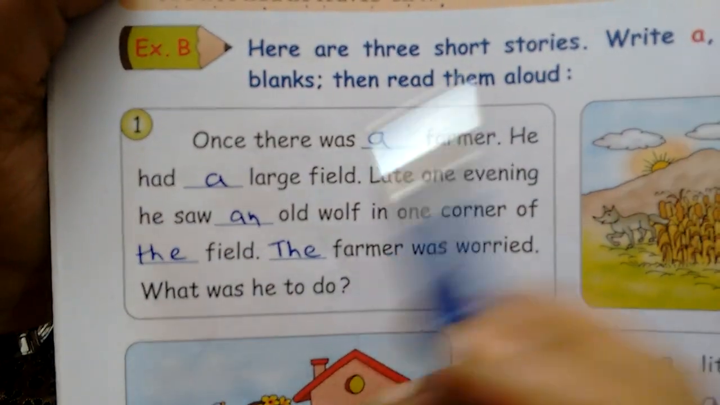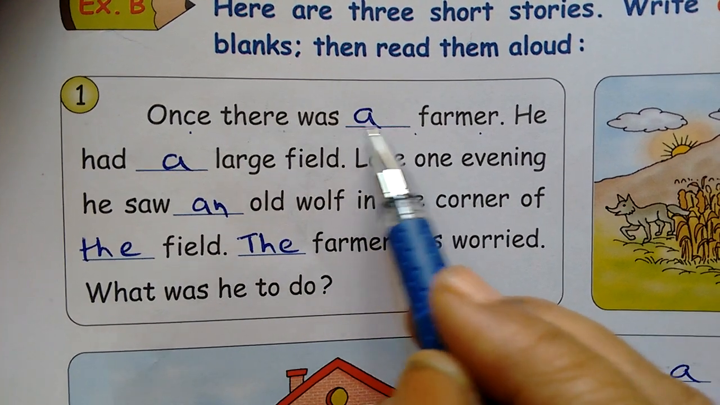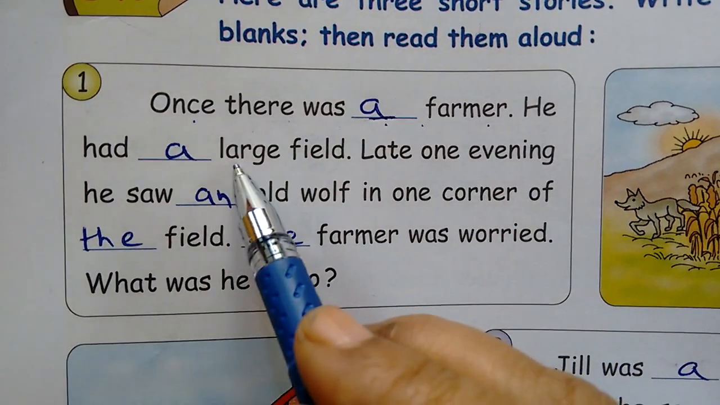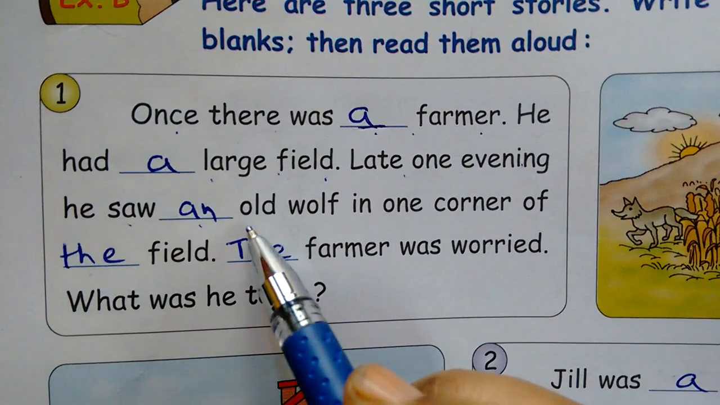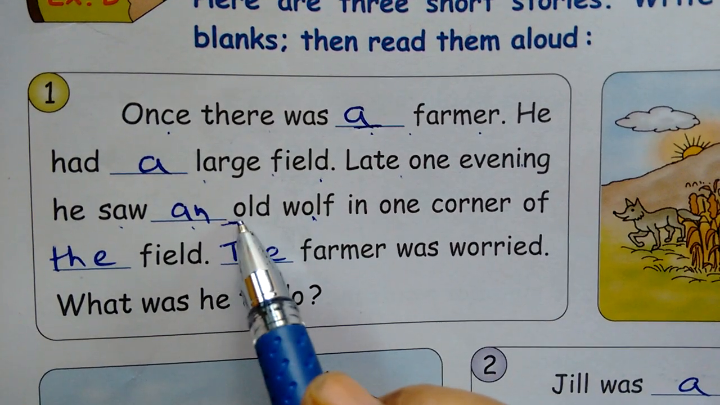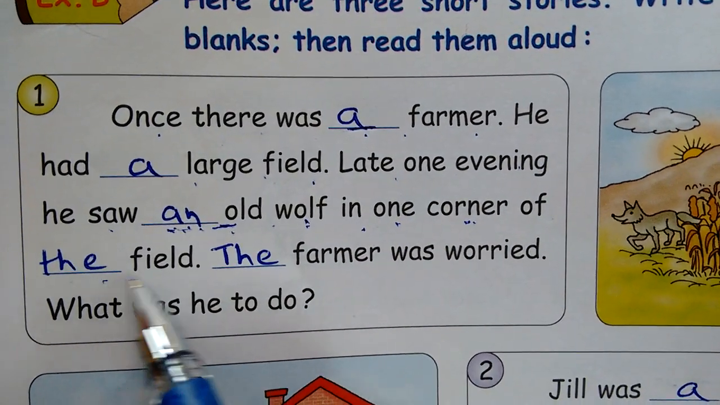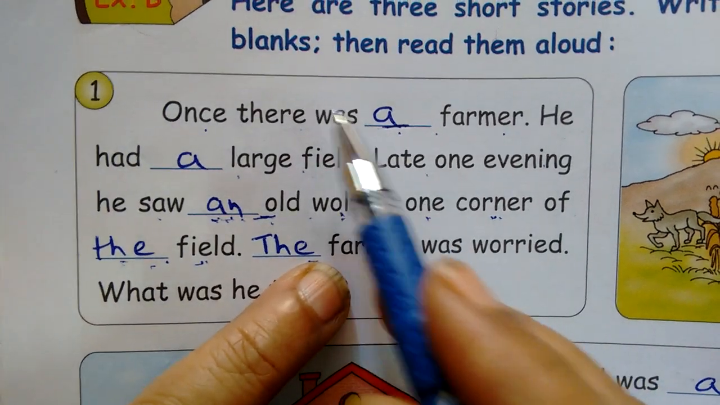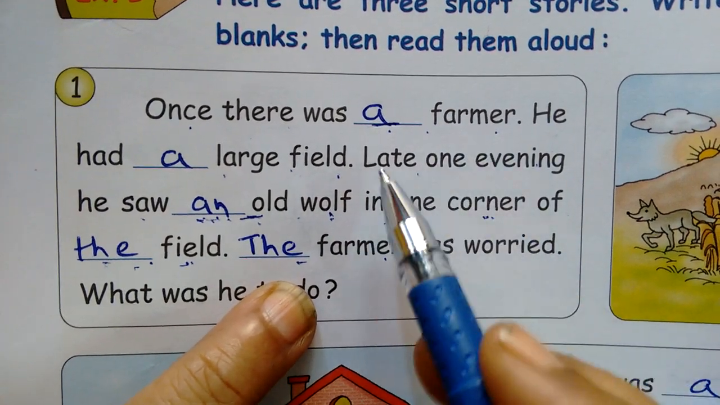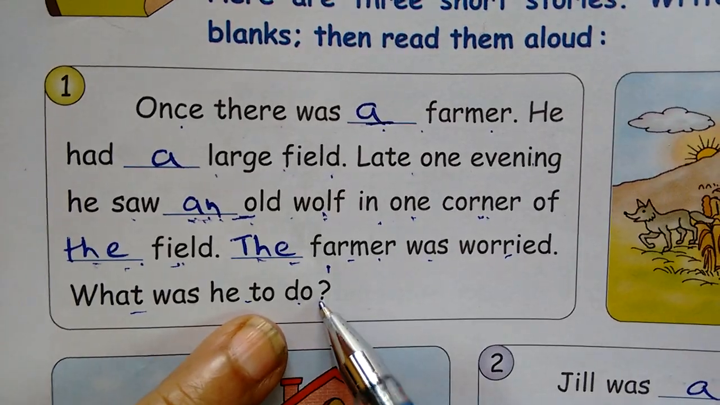Now here are some sentences. We will fill them with a, an or the. Once there was a farmer. Here we have to use a. He had a large field. Late one evening, he saw an old wolf. See, it starts with O, so we are using an. And the wolf is in one corner of the field. Field occurs a second time, so we are using the. The farmer, again we are using the for farmer also because it is coming twice. So the farmer was worried. What was he to do?